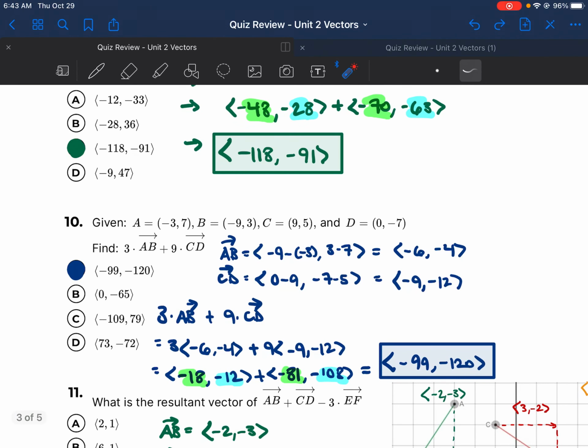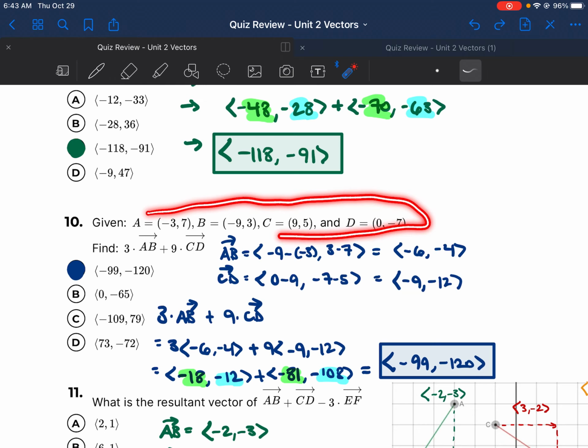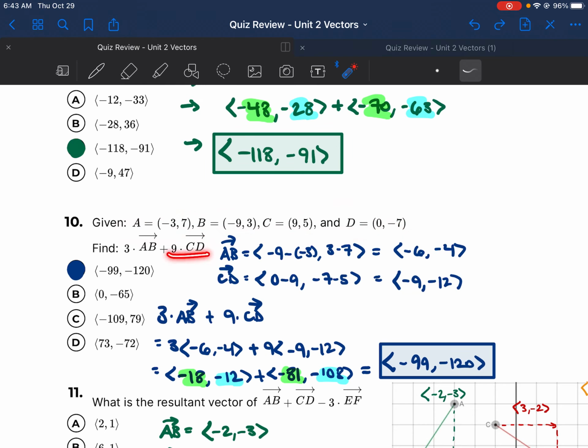In problem number 10, given all 4 of these points, we want to find 3 times vector AB plus 9 times vector CD. So, vector AB, we need to go ahead and write in component form. Again, we're going to do terminal point minus initial point. This is negative 9 minus negative 3 to get negative 6. 3 minus 7 to get negative 4. So negative 6, negative 4 is vector AB in component form.